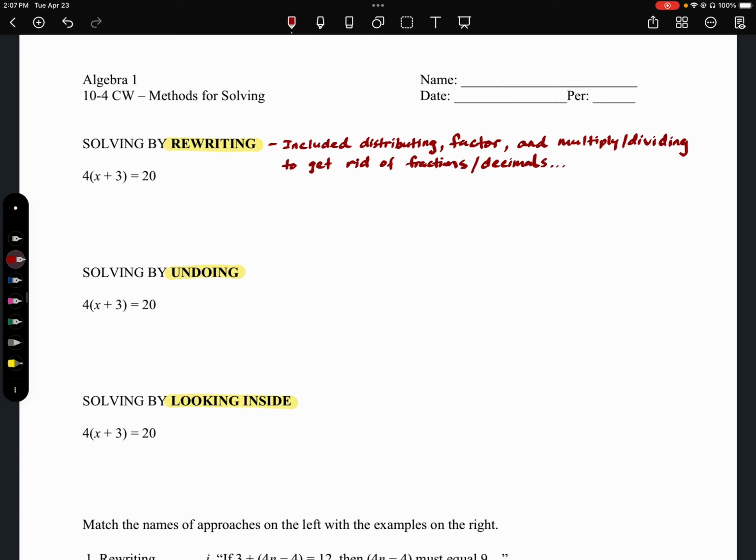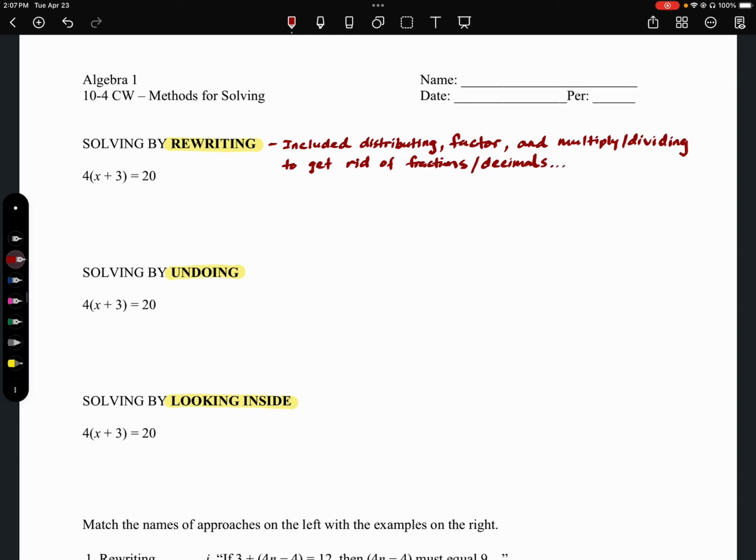So the first one here, we have 4 times the quantity x plus 3 equals 20. In this case, we could rewrite this by getting rid of the grouping symbols. We can apply our distributive property. If we distribute our 4 through, we'd have 4x plus 4 times 3, which is 12, is equal to 20. And now it's just a basic two-step equation. We'll subtract 12 from each side, and we've got 4x is equal to 8. Divide each side by 4, and x equals 2.